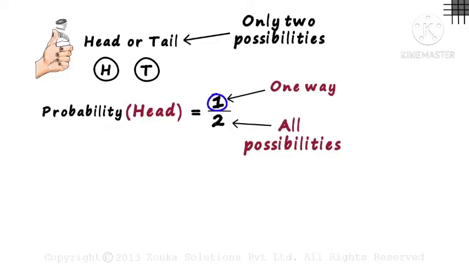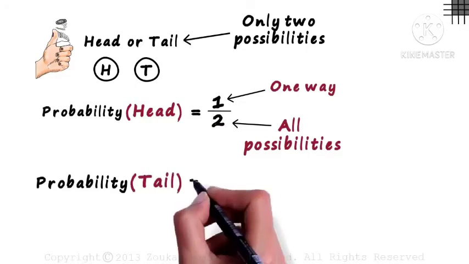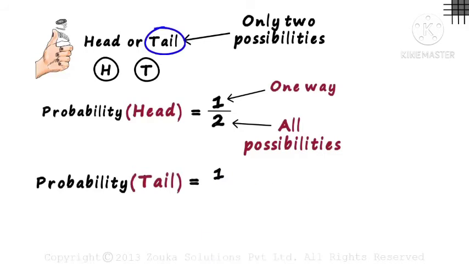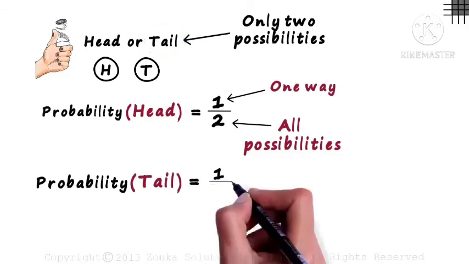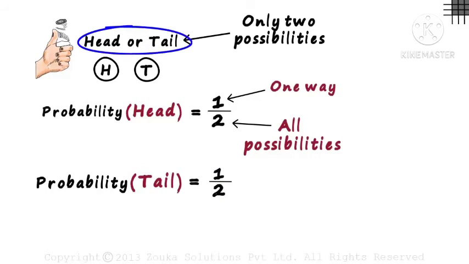The numerator tells you the number of ways in which an event can occur, and the denominator is all possible events. Here's another question. What is the probability of a coin landing a tail? The logic is very similar. There is only one way in which we can get a tail, and the total possibilities are just two, head or tail. So the probability of getting a tail is also 1/2.